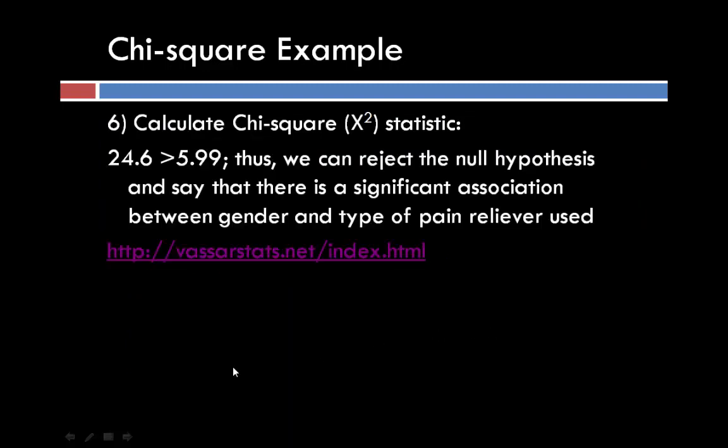So since 24.6 is greater than 5.99, we can reject the null hypothesis and say that there is a significant association between gender and type of pain reliever used.